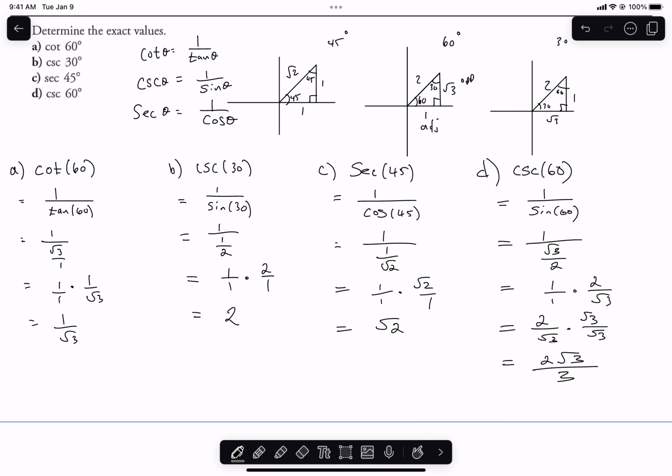Should be the answer. So that's just a little bit of work dealing with the reciprocal trig ratios, and remembering that each reciprocal trig ratio corresponds with a primary trig ratio, and it's just the reciprocal. The hard part is remembering which one is which.